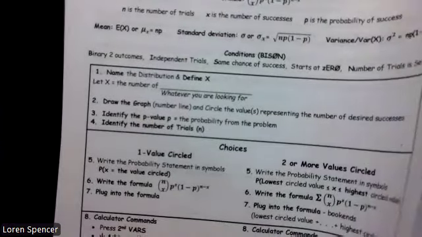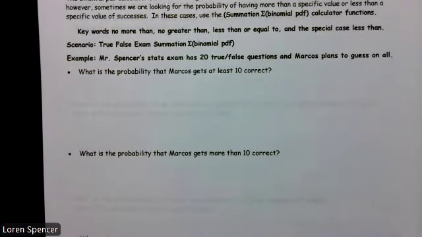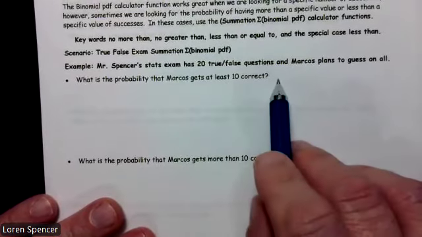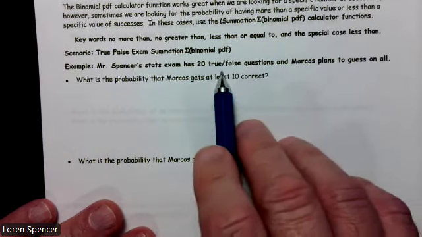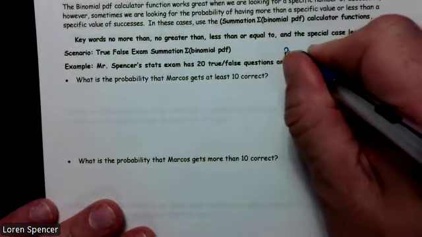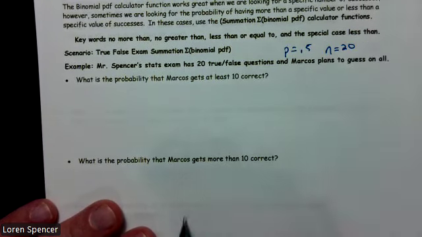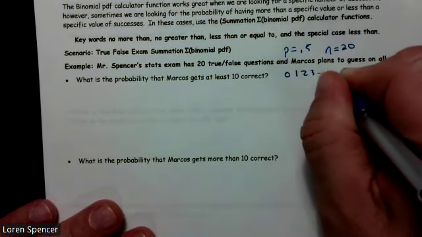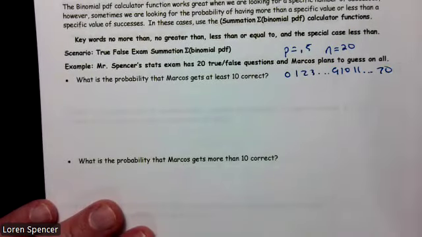Continuing Marco's guessing. So we have the same scenario, but now Marco is guessing, and he wants to guess at least 10 correct. Again, I'm not going to redefine it because x is the number of correct responses. It's still a true false test, so our probability of guessing is 0.5. There are 20 questions on it. And our number line in this case is 0, 1, 2, 3, dot, dot, dot, 9, 10, 11, dot, dot, dot, to 20.